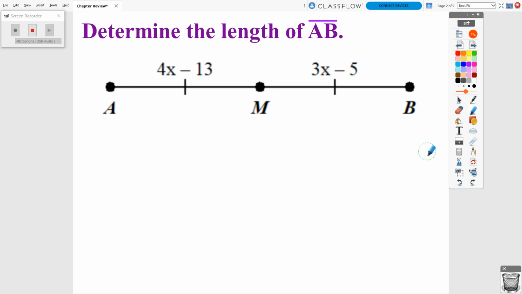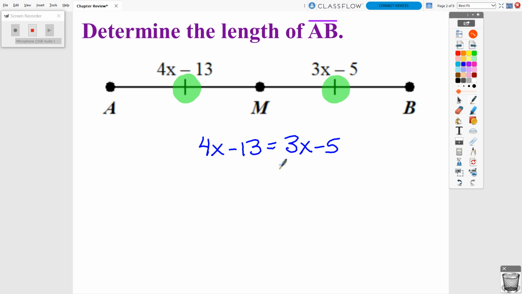So the other thing that you got to pay close attention to is there are these markings that are on segment AM and segment MB. And those markings are telling me that those two segments are congruent to each other, or they are equal in length to each other. So if those two segments are equal in length to each other, then I should be able to set their algebraic expressions equal to each other. So now I can just do a little two-step algebra equation here.